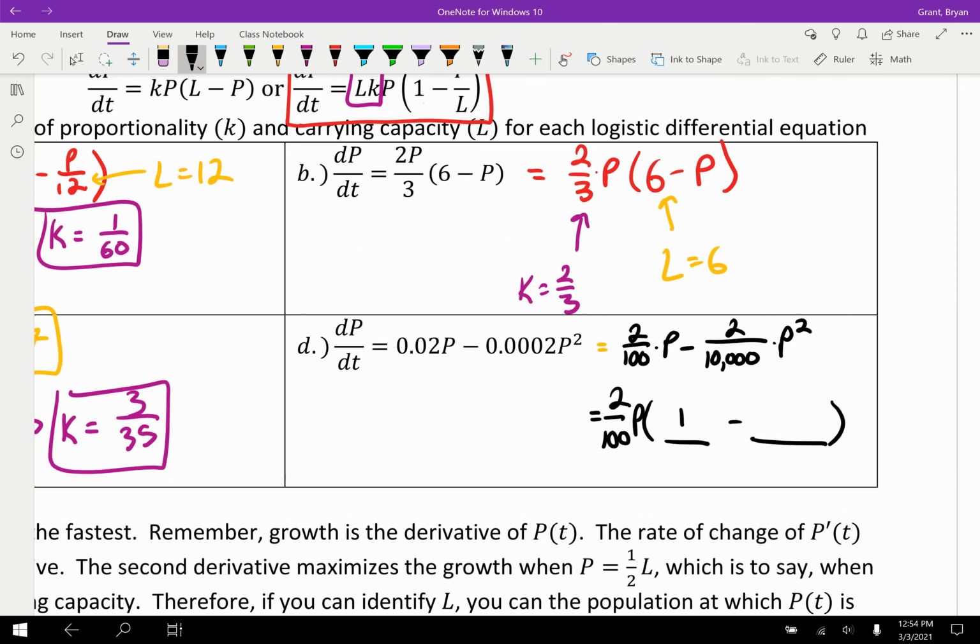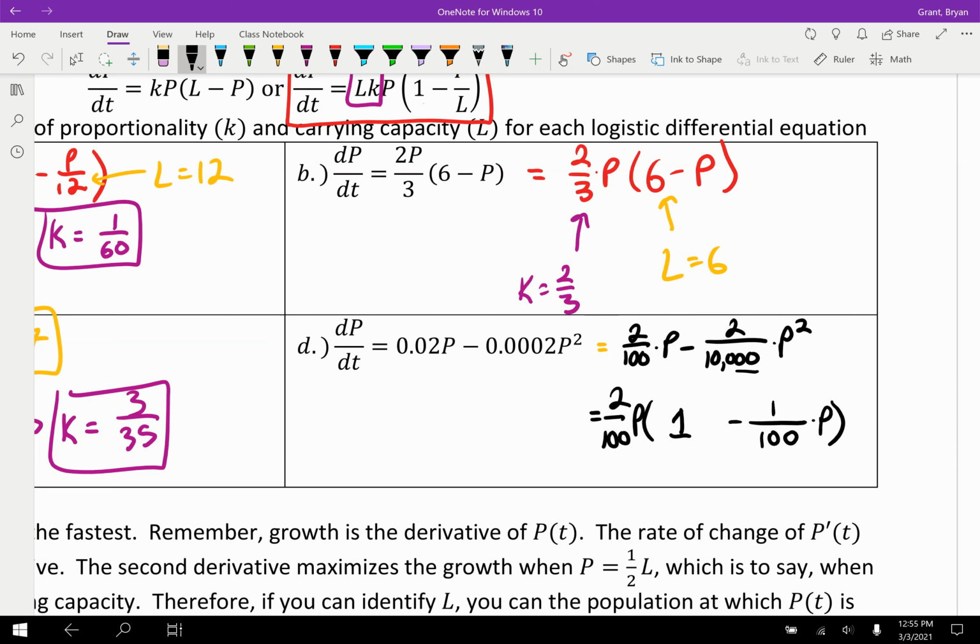Well, 2/100ths p times 1 will give us that first term. But then the second term, we took out the 2, so that one's not bad. It's going to be a 1 up top. Instead of p squared, it'll be p. And then we have to think, well, 100 times what is 10,000? There are 2 extra zeros, so we need 1 followed by 2 extra zeros.